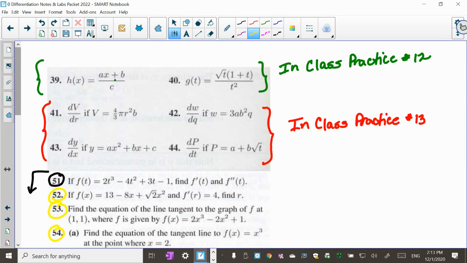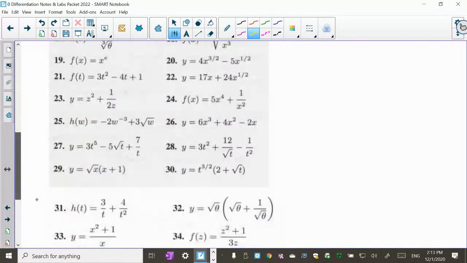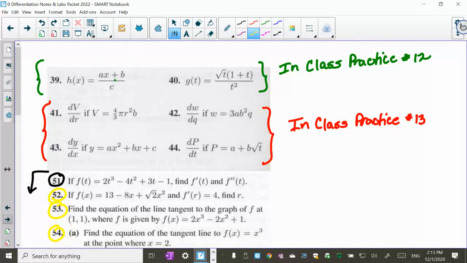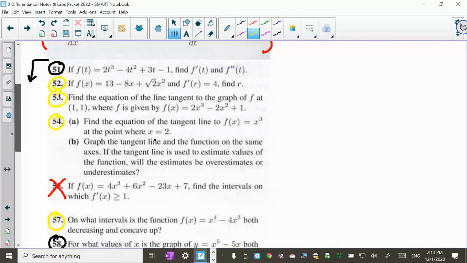Okay, this video is the second installment of the Power Rule Practice Lab 1. And just to show you, this is what we worked on the first time: you had to do 3 through 40. So we practiced some of this. And then I did 39 and 40 in in-class practice number 12, which has a video. And then today I did in-class practice 13, which is those. And then you were responsible from 51 on down.